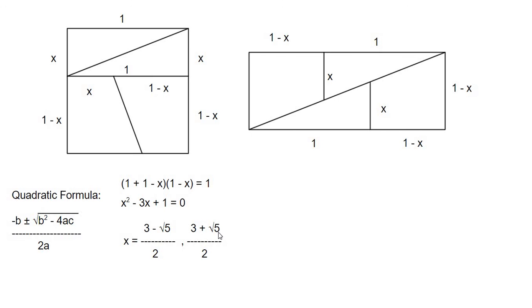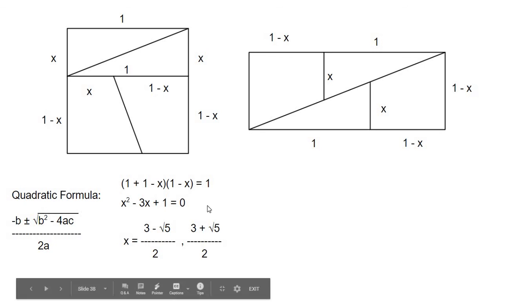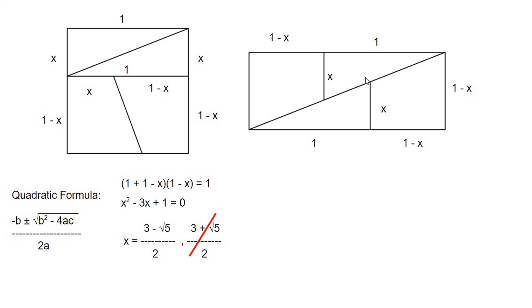And here, this is 3 plus 2 point something, that's 5 point something divided by 2, which is about 2 point something. That's still more than 1, so we'll cross that one out. Now we'll just solve for the perimeter of the rectangle.